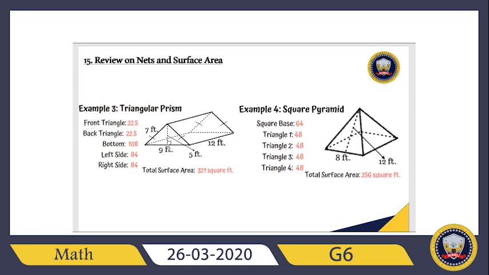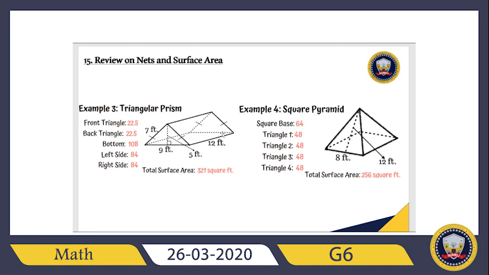Alright, now the front triangle area, what is it? What is the area of the triangle? It is base times height multiplied by half. So it is 9 feet times 5 feet divided by 2. 9 times 5 is 45, divided by 2 it is 22.5. This is for the front triangle. The triangle from behind, which we cannot see, has also the same area, so it is the same 22.5 feet squared.